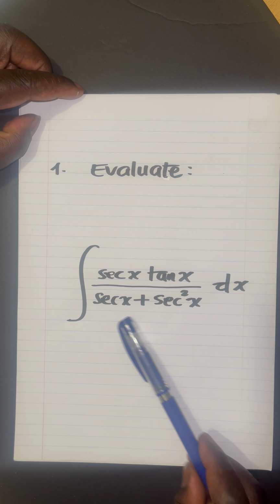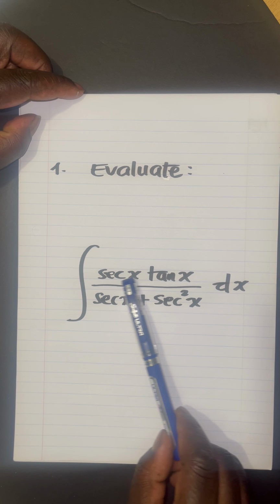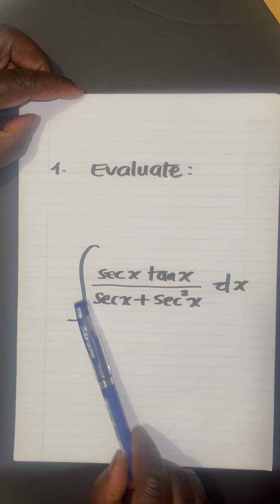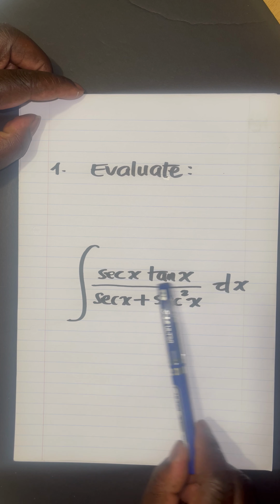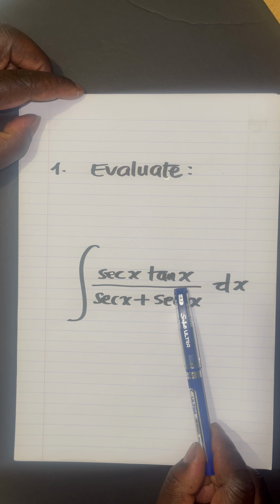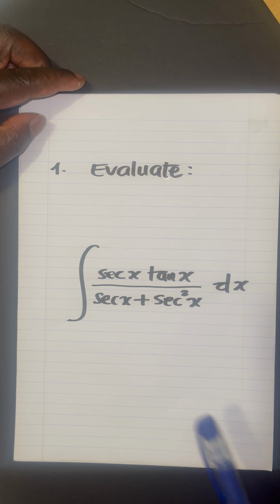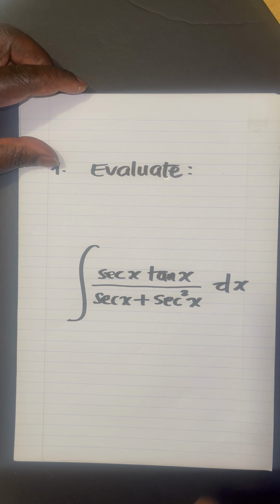Looking at the numerator, you can see that we have sec x tan x, and if you differentiate sec x, you get sec x tan x. And therefore, it would be a wise idea to let u be equal to sec x, as follows, taking us to page 1.